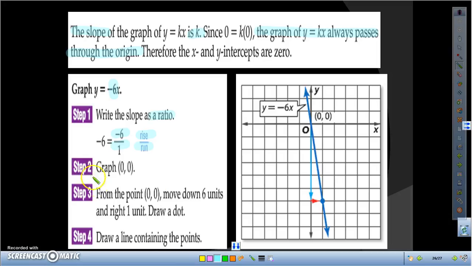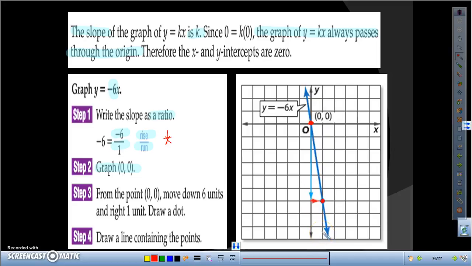Alright, my second step in graphing this is, since I know that all of these pass through the origin, I'm going to plot a point at 0, 0, right here. Then from that point, I'm going to use my rise and my run. My rise has a value of -6, so I'm going to go down 6. My run has a value of 1, so to the right 1. Plot a point there, and then draw your line.